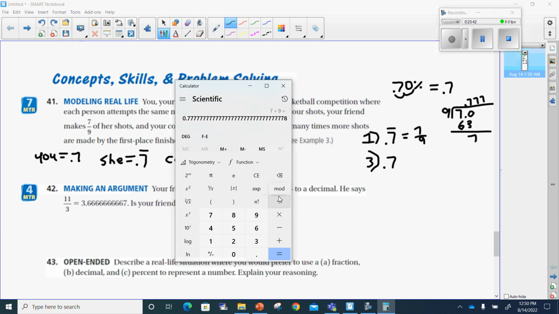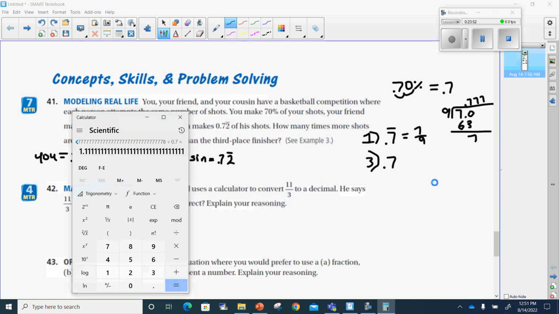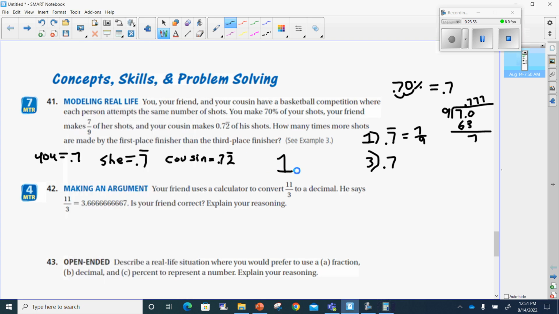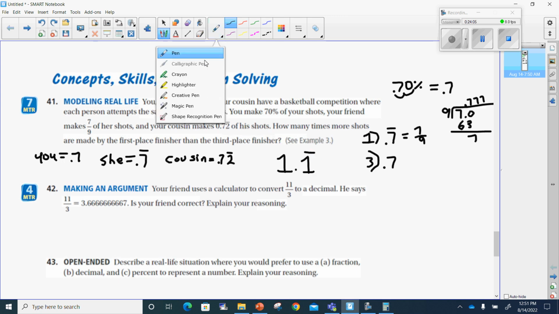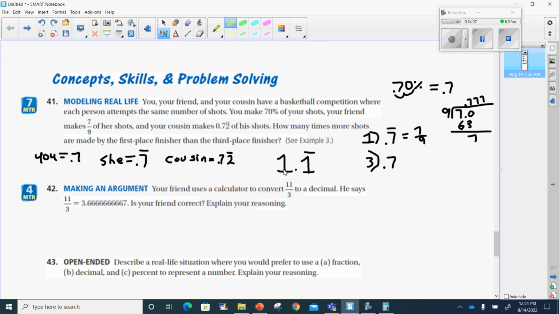Next, we're going to divide this by 0.7. That gives us 1.1 repeating. So that is how many times more. Our answer is going to be 1.1 repeating. All right, and I'm just going to highlight this to indicate this is our answer from all our work that we put. All right, let's see.